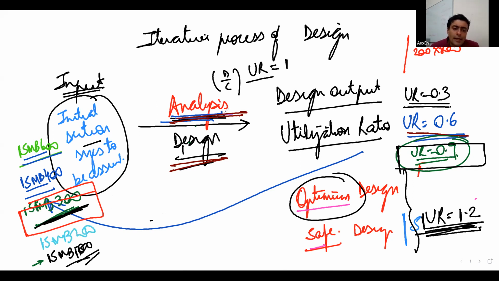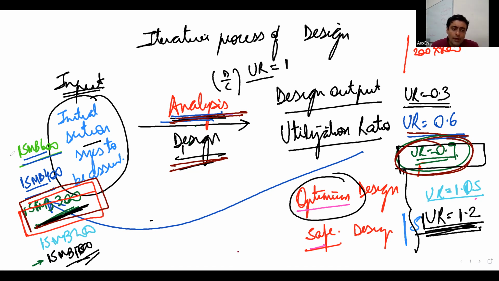And then I again do the analysis, redo the design, and suppose I get a UR of 1.1 or 1.05. Again, this UR is unsafe. Again, we go back, we change the size, and we take ISMB 300, and then we redo the analysis, do the design, and then finally we get a UR of 0.9. So did you follow? Our iterative process may work in either direction.